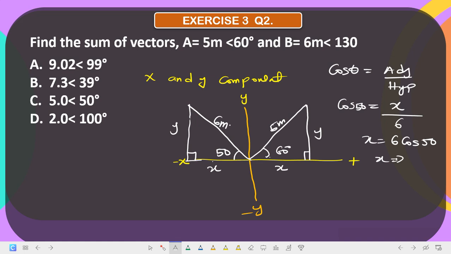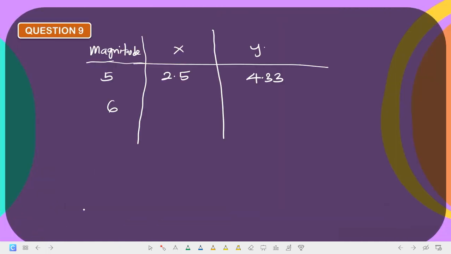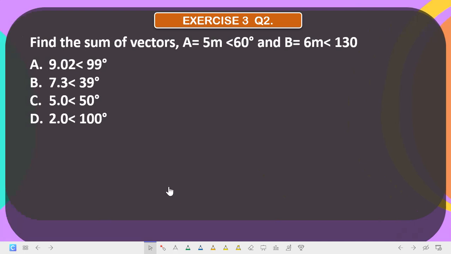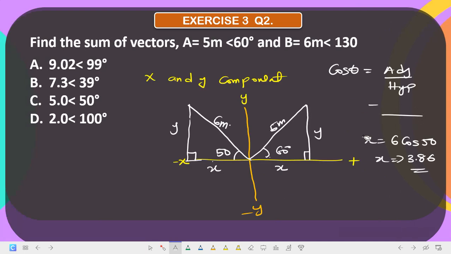And then x will be equal to 6 cos 50, which is 3.86. Now, is this on the negative x-axis or on the positive x-axis? It's on the negative x-axis. So you come here and say negative 3.86.